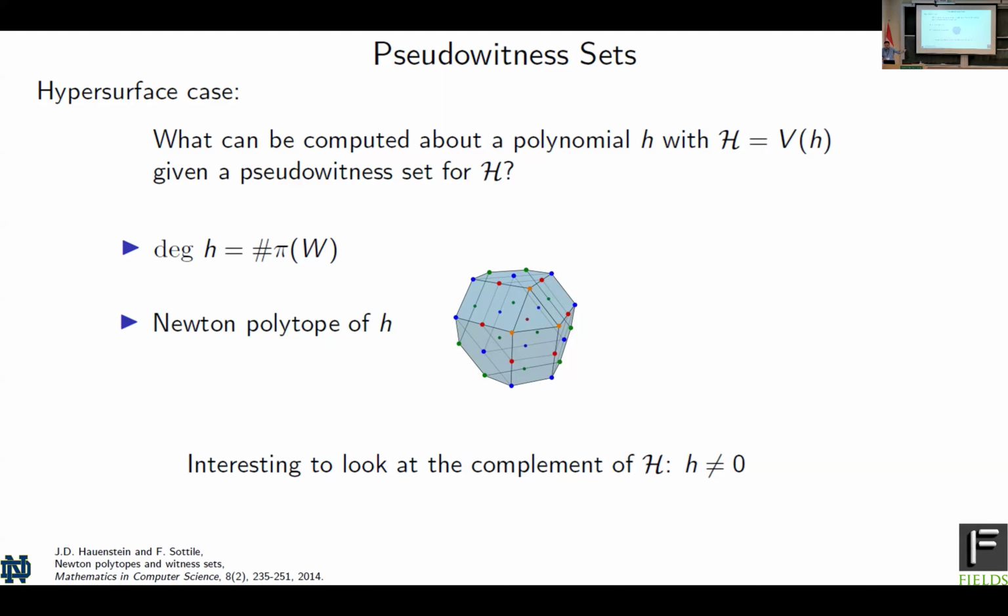And so what I'm interested in is looking at the complement of the hypersurface. So it's great to be able to be on the hypersurface, but usually I want to look at the complement. So why? Think about H being like a discriminant. Usually you don't want to lie on the discriminant. You want to lie on the complement of the discriminant. So how can I compute things in the complement without having H?